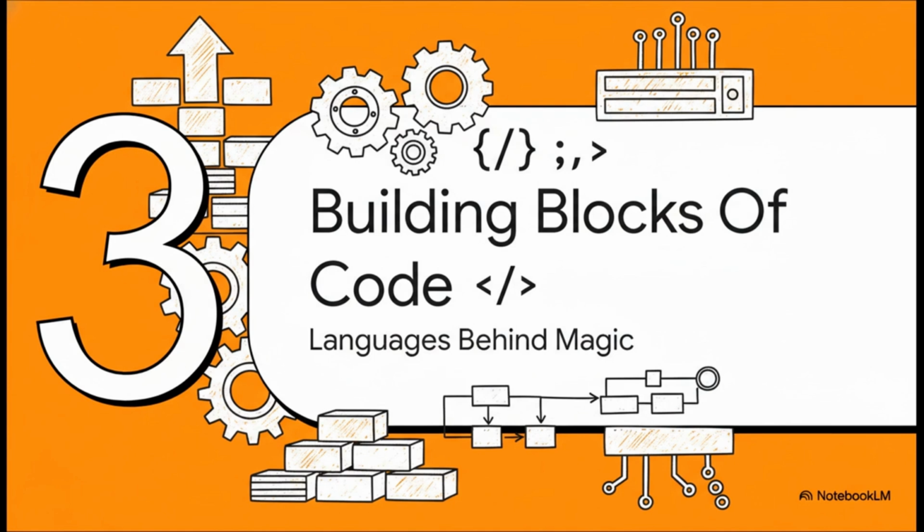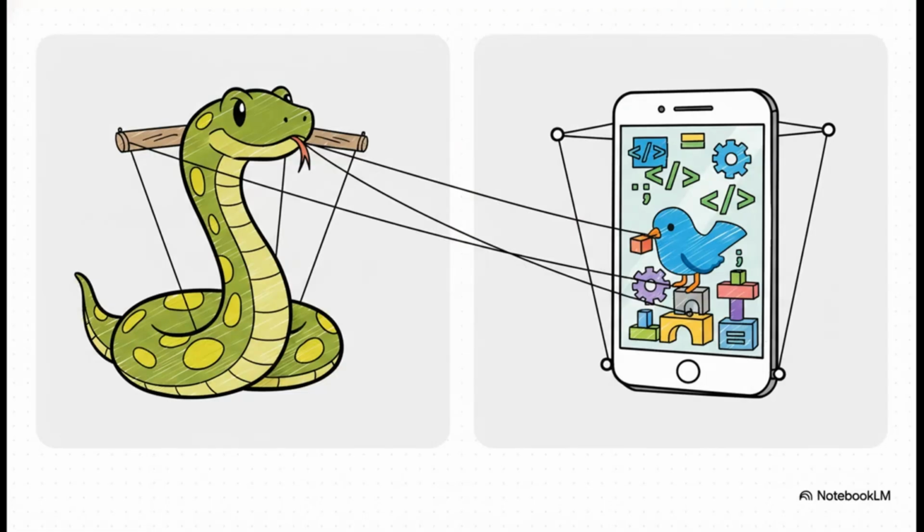So, we've seen how to control an app from the outside, but what about the app itself? To really get that, we need to zoom in a little and look at the actual building blocks, the programming languages that bring the whole thing to life in the first place. This does a great job of showing the two different worlds of code we're dealing with.